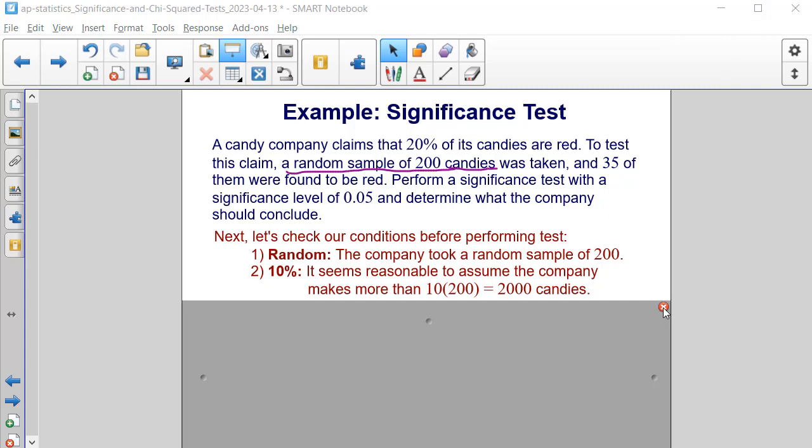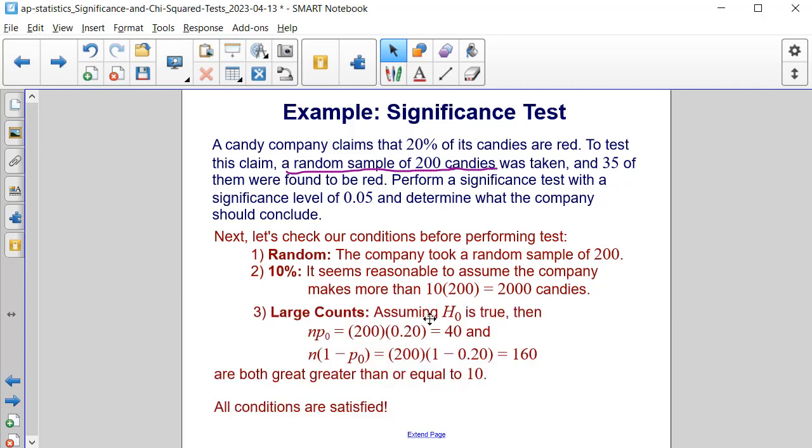And the last condition that we need to check is the large counts condition. Assuming that the null hypothesis is true, then our sample size times our initial p-value, which is 200 times 20% or 20/100, is equal to 40, and n times 1 minus p initial is 200 times 1 minus 20/100, or 200 times 80/100, which is 160. And both of these values are greater than or equal to 10, so therefore all conditions are satisfied.